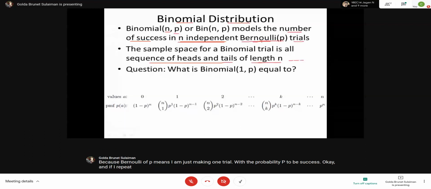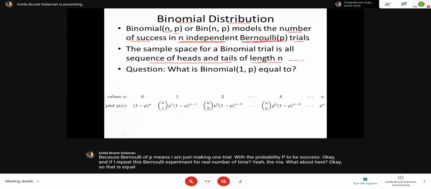Okay, and if I repeat this Bernoulli experiment for n number of times, it will be equal to a single Bernoulli trial only when, instead of n, there is one trial. So that is equal to Bernoulli of P. Okay, so given by this one.